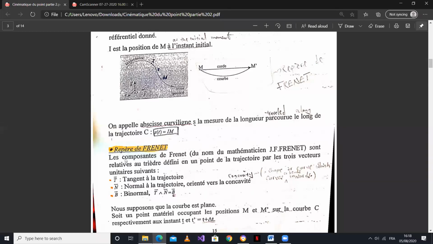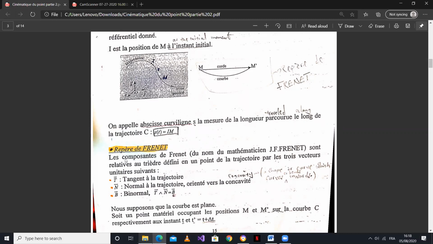So we know that T vectoriel N is equal to B. I explained this when we said they are direct. When we said r vectoriel e_phi is equal to k, when we said r vectoriel e_theta is equal to e_phi, they are direct like that. So the same thing, T vectoriel N is going to give us B.